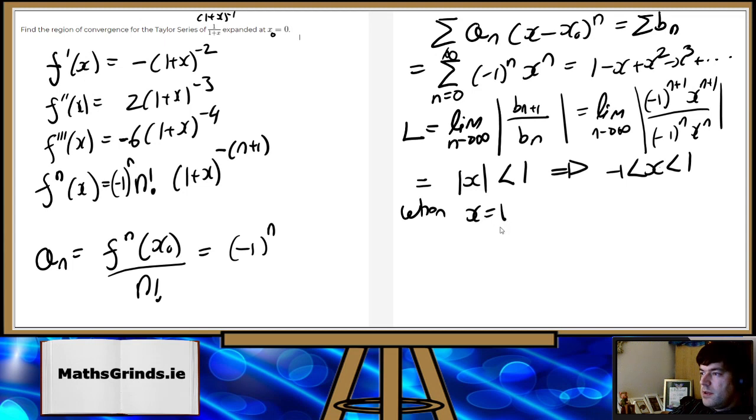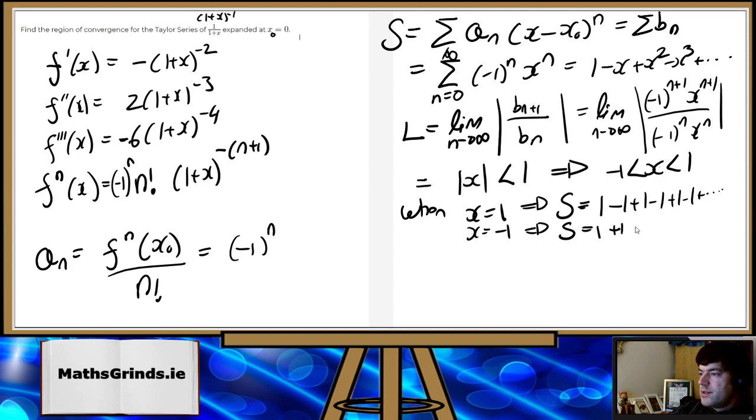So when x is 1, that would mean our series would be, if I was to just sub in 1, 1 minus 1 plus 1 minus 1 plus 1 minus 1, etc. And when x is minus 1, it would be 1 plus 1 plus 1 plus 1, etc. Okay, clearly diverges in the minus 1 case.